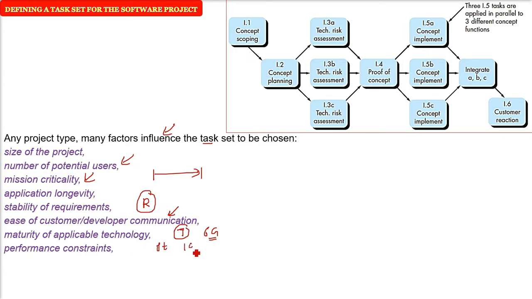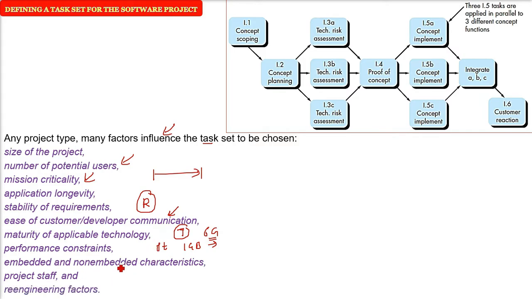For example, for a file transfer, the performance constraint I'm talking about is 1 GB in 1 second. Is it possible? Can you do it? And whether this software will be desktop software or will be inside your washing machine or your microwave, that is embedded or non-embedded. Project staff, how many people? 2, 20, 200. This also influences the task set. The re-engineering factors. How much needs to be changed? How much needs to be adapted? How much needs to be extended?